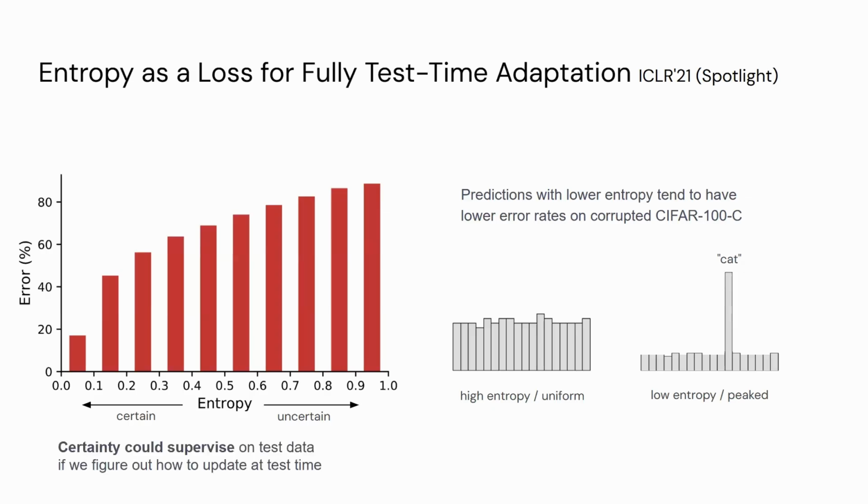And if this is the case, then we might hope that actually the amount of certainty might help us supervise what the model should predict. We could get feedback from the model's own predictions to make better ones. This is, of course, a very well-established idea.